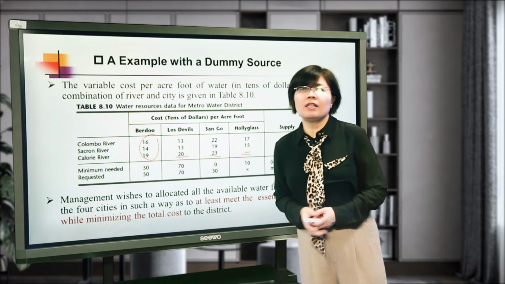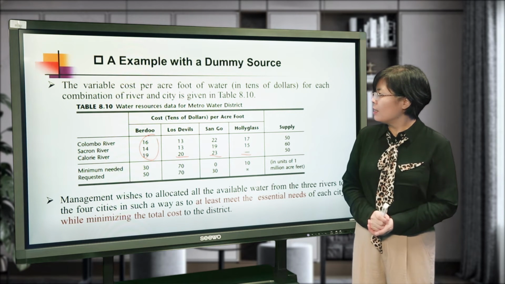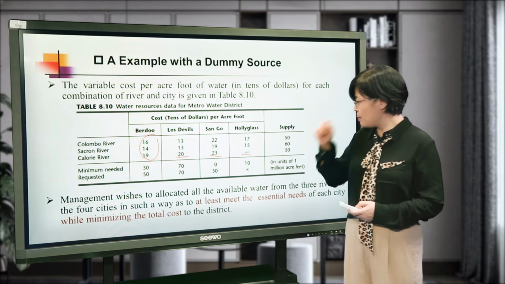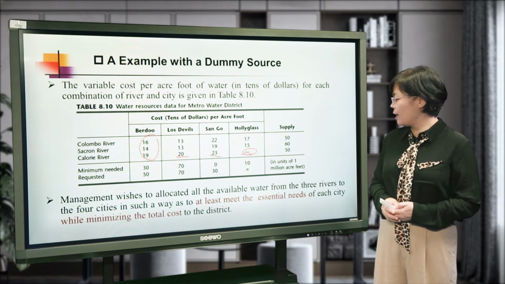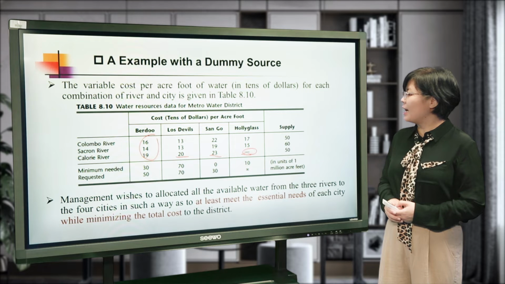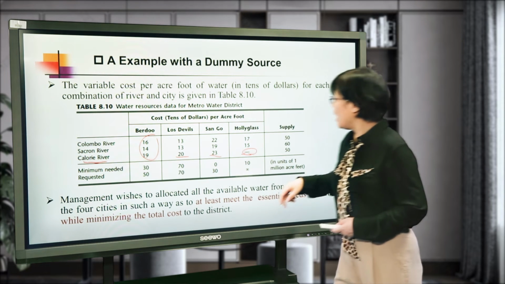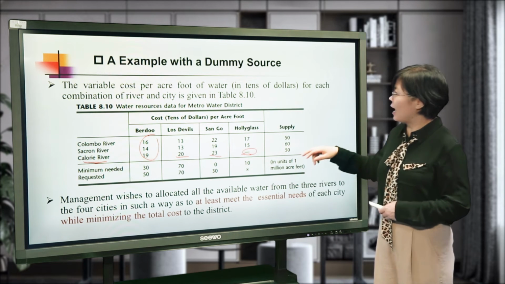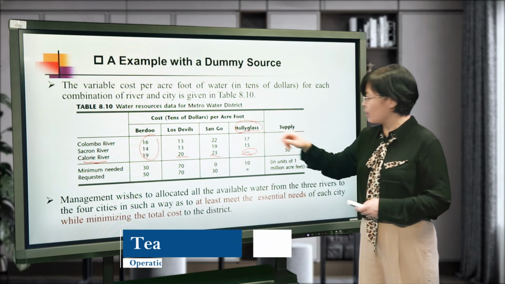The numbers in the table are the costs. I want to explain this line. It means that Colonial River can't allocate water to Holy Glass.